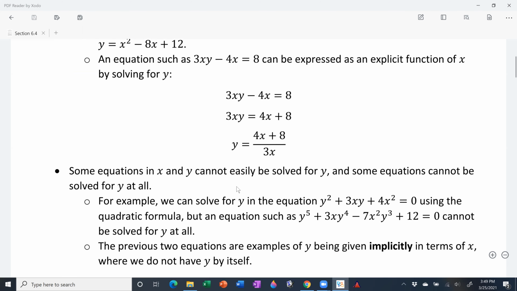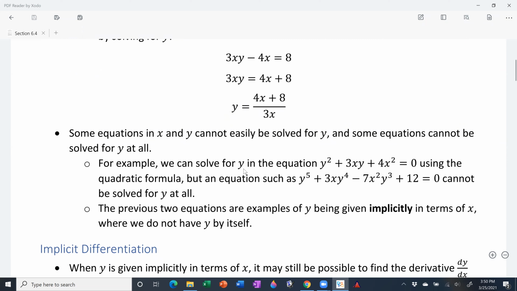However, some equations in x and y cannot easily be solved for y, and some equations cannot be solved for y at all. For example, we can technically solve for y in this equation, y squared plus 3xy plus 4x squared equals 0, using the quadratic formula. It would be a mess, it would be crazy, but we could technically do it. But an equation such as this one, y to the 5th power with a bunch of different powers of x's and y's all scattered throughout equal to 0, can't be solved for y at all. So sometimes it's not even possible, and sometimes it's just really unreasonable to even try.